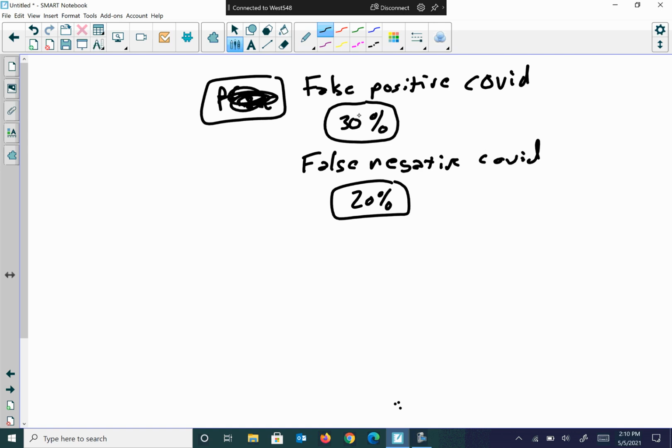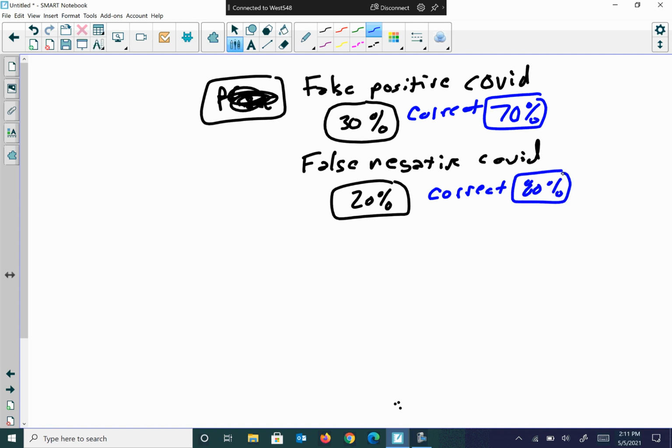Okay, so a false positive for COVID is 30%. The correct would be 70%. False negative, where the correct would be 80%. Okay, so is it a good test?